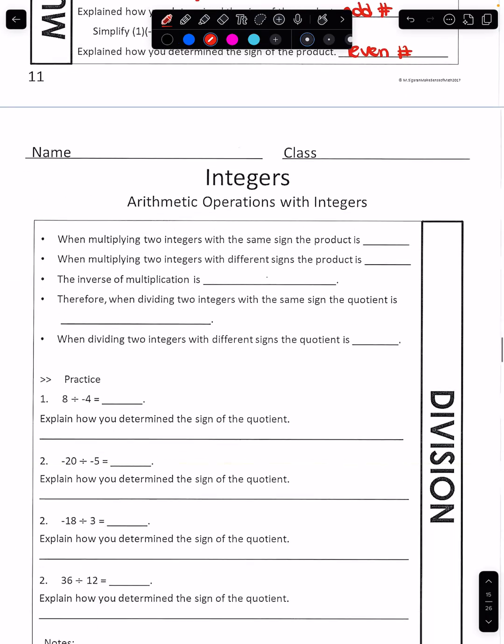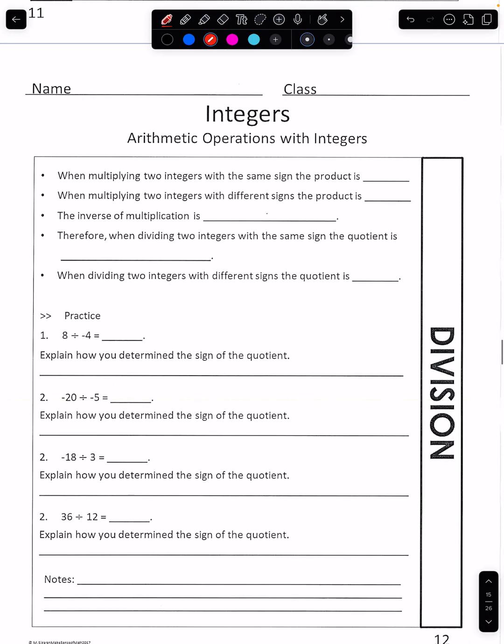All right, if we flip the page to page 12, this is our last page here of notes. The beginning says, when multiplying two integers with the same sign, that means we will get a positive number. So for example, if I have 2 times 2, you'll get a +4. If I have -2 times -2, you'll still get your +4. All right, so that's what I mean by example.